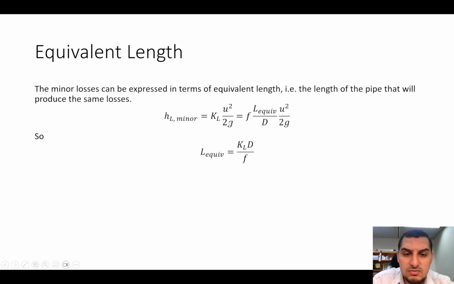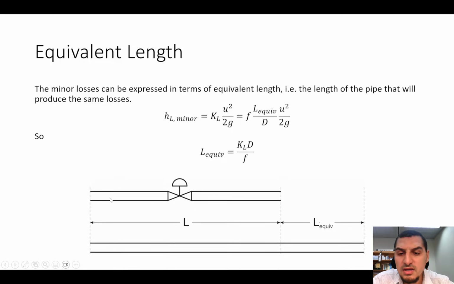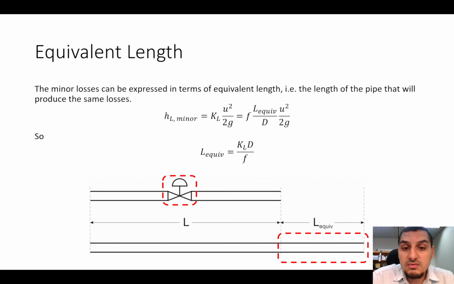So if you equate the two equations, u square over 2g will cancel out, and then we will have L equivalent equals KL d over f. So if we have a pipe that has length L with a valve, then it will have the same losses as a pipe that has length L plus L equivalent. So this is equivalent to this. Sometimes we use this to make it only one equation for the losses, for major and minor losses. So we have just L instead of KL times u square over 2g plus Darcy equation.